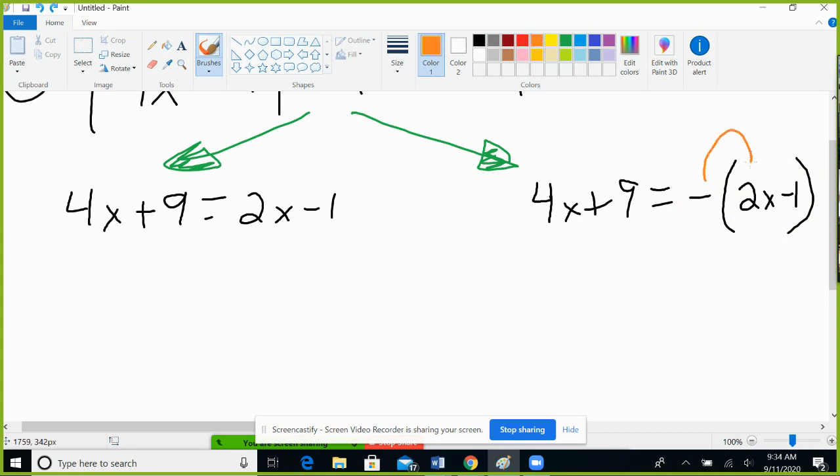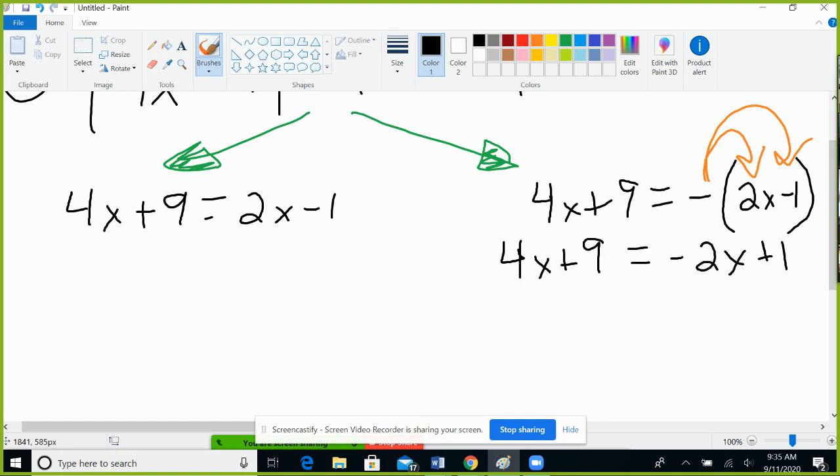Nice. Perfect. Distribute that negative through. So I guess since we already did the distribute, I'm going to start on this side. So I have 4x plus 9 equals negative times positive 2x is negative 2x. Negative times a negative is a positive 1. So I get negative 2x plus 1. So I'm going to finish with this one.